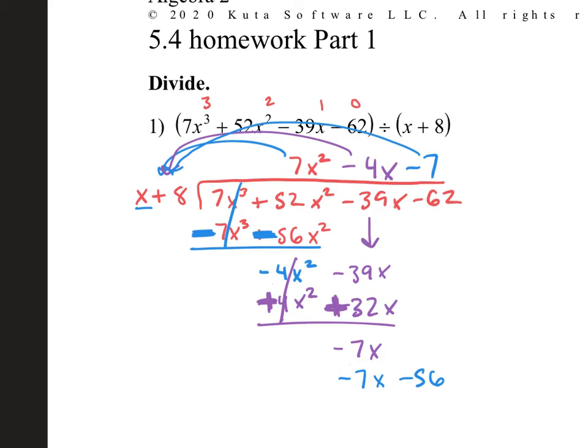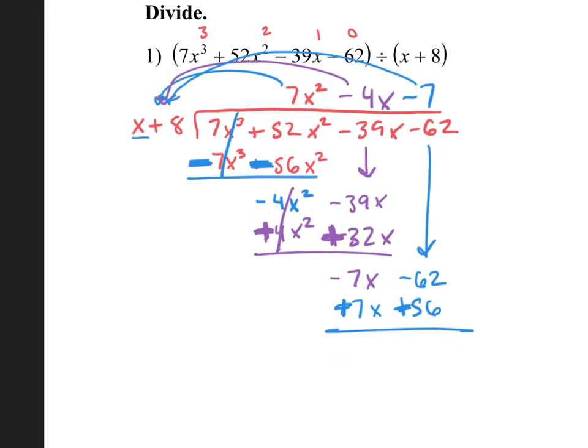So then what do we have to do next? Change the signs. Bring down the negative 62. What happens to the 7x's? Cancel. What's negative 62 plus 56? Negative 6. What do we do next? Awesome. Negative 6 is our remainder. And this is our answer.